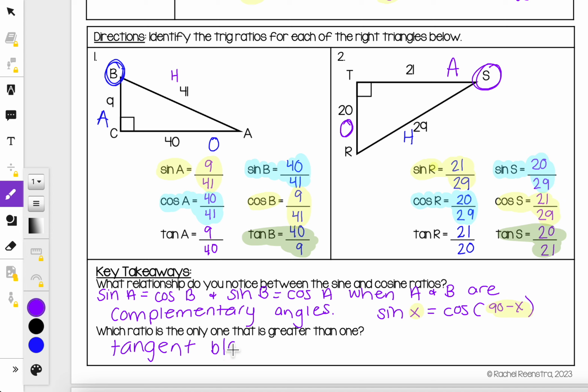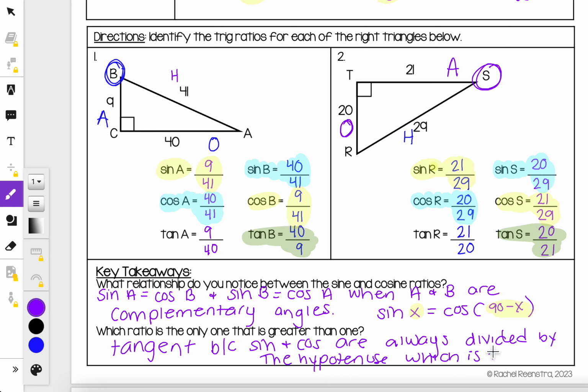And that's going to be because, I'm just going to abbreviate here, sine and cosine are always divided by the hypotenuse, which is the greatest side.